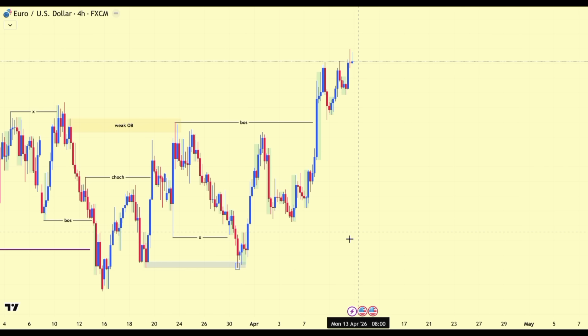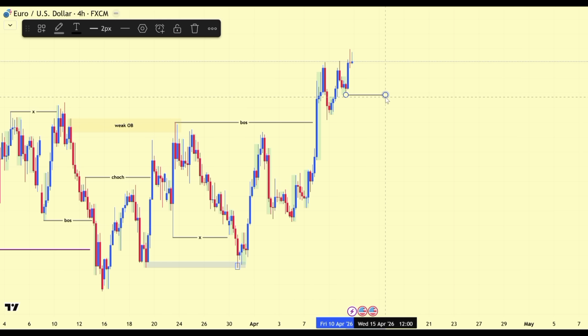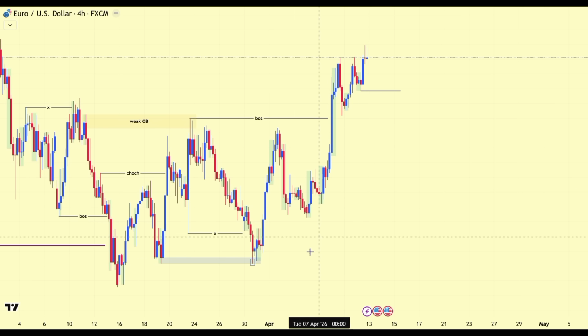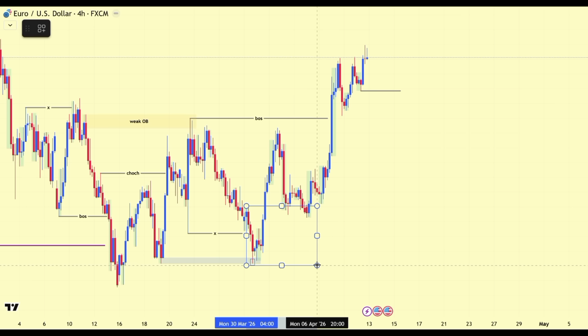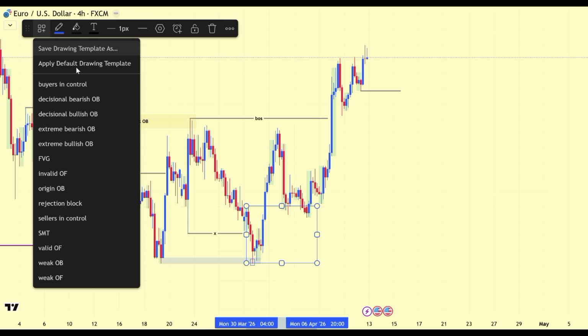So now this means we are looking forward for price to take out this major inducement. So this is of course our major inducement. And of course, we can clearly see if I am to mark the order flows, then we have this order flow being mitigated. So there we have it, our invalid order flow.